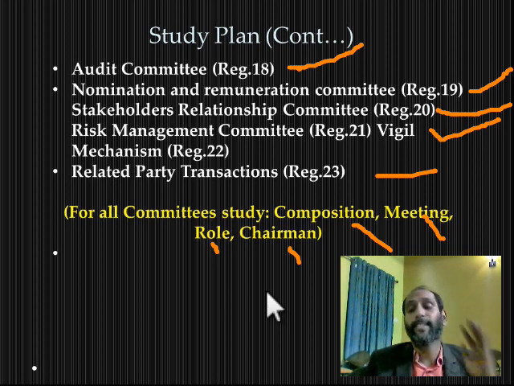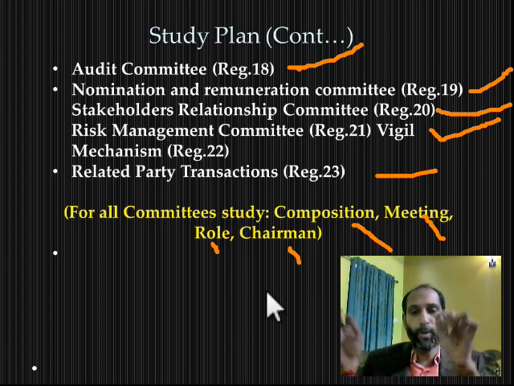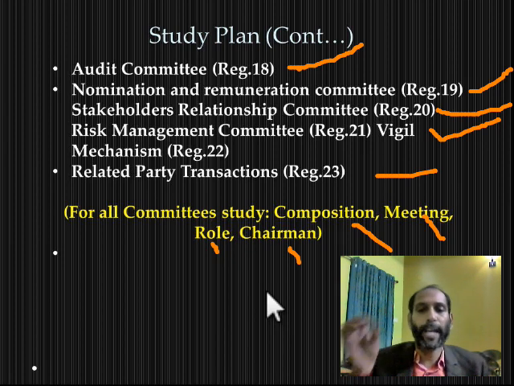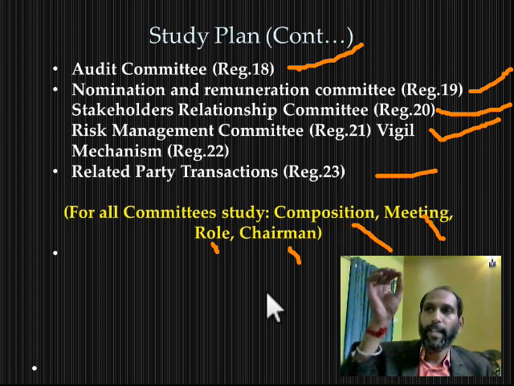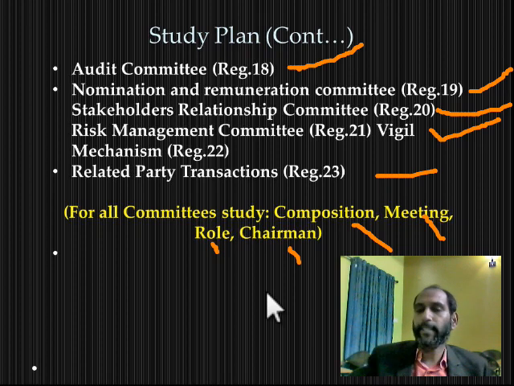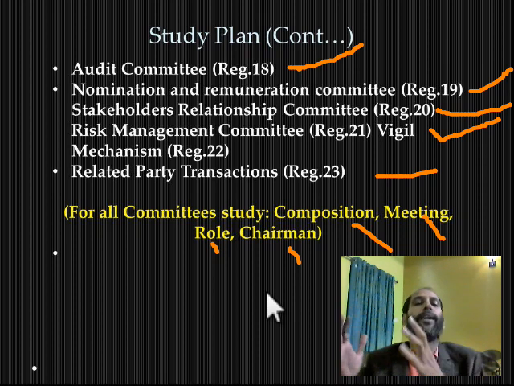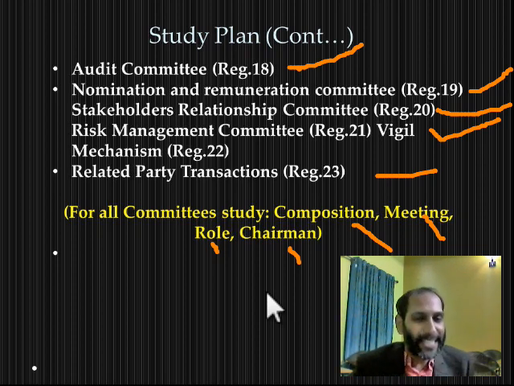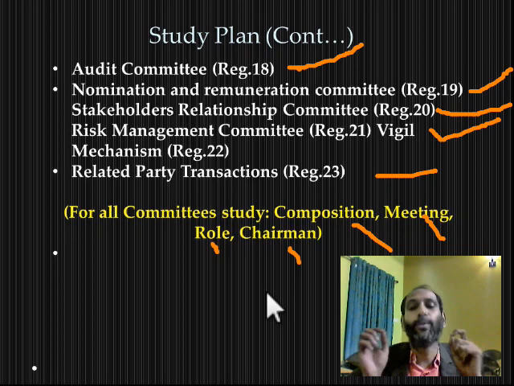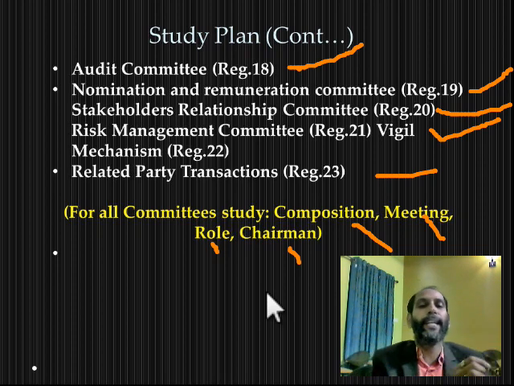You can study it. Just prepare a comparative chart. Go home, take a notebook and compare the provisions of the audit committee under the Companies Act, and on the other side write the provisions of the LODR regulation. NRC, Companies Act, LODR regulation. SRC, Companies Act, LODR regulation. Vigil mechanism, Companies Act, LODR regulation. If you make a comparative chart of these things, your job will be easy and your brain will identify the difference between the provisions of the Companies Act and the LODR regulations. Shall we move? Yeah, here we go.